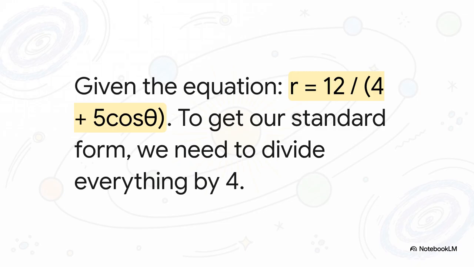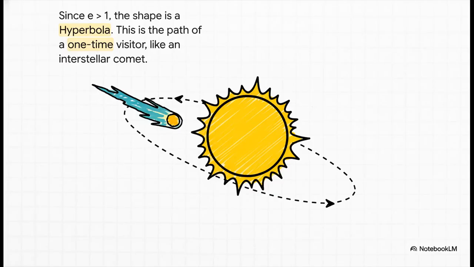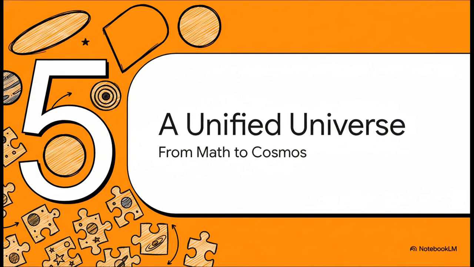Okay, last one. Here, to get our standard form, we've got to divide everything by 4. And when we do, our eccentricity E is revealed to be 5/4, and that value is clearly greater than 1. So you know what that is? That's a hyperbolic path. You can just imagine an interstellar object visiting our solar system for the first time. It gets pulled in by the sun's gravity, slingshots around it, and then gets flung back out into deep space with even more energy than before. It's a one-time visitor.